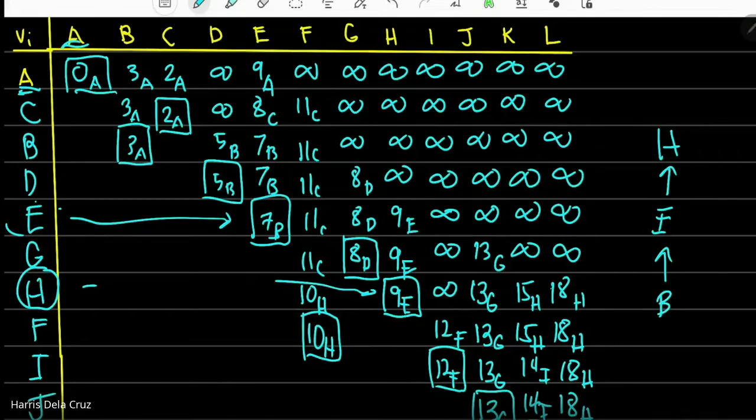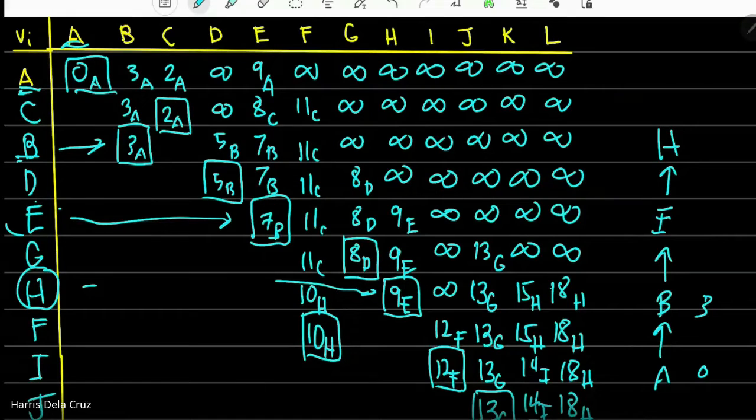Ito, hanapin mo si B. Ito si B. Ang label niya, 3 sub A. So, galing kay B, manggaling kay A. Now, yung path length mo, dito, 9. So, summative yun, ha. Mula kay A, papunta kay B, plus 3. So, 0, magiging 3.